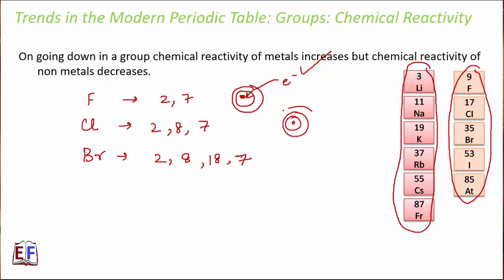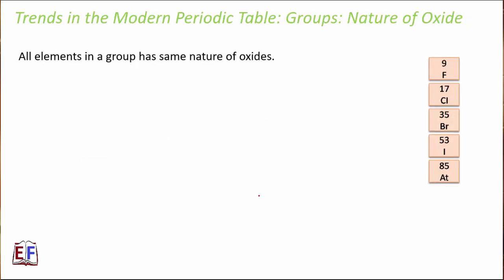Since the number of shells is more, the nucleus will have to put more effort to attract an electron, right? So as we go down the group, the tendency to gain electrons decreases, because gaining electrons becomes more difficult as we go down the group. So as a result, the tendency to gain electrons reduces. Therefore, the chemical reactivity of non-metals decreases. Right? So I think this logic is clear, right? Okay. Moving on to nature of oxides.